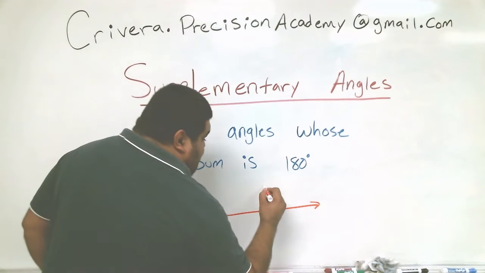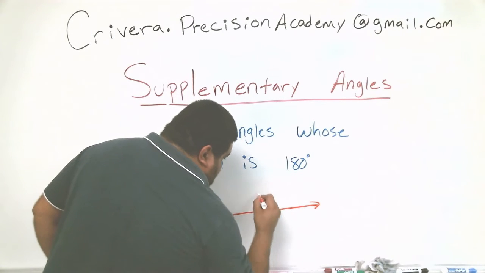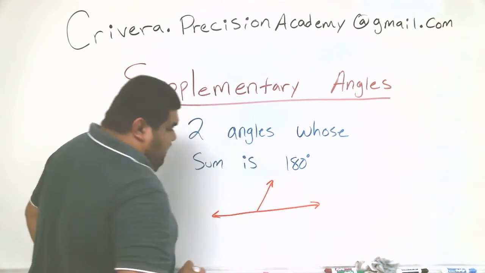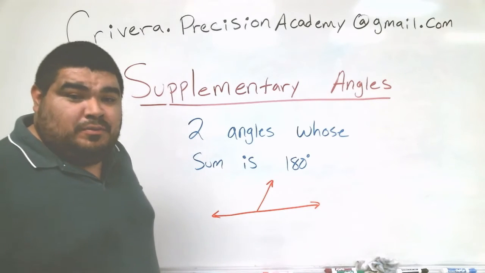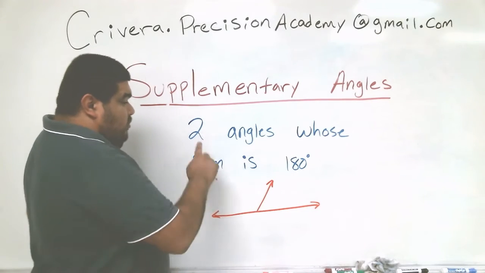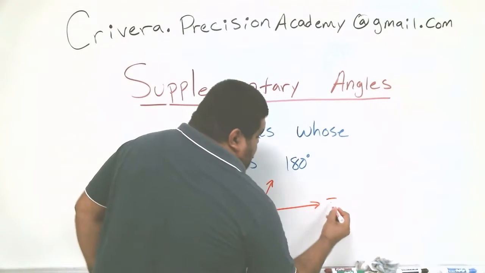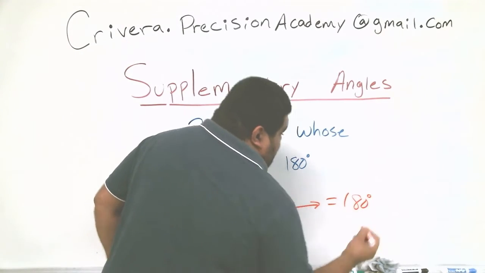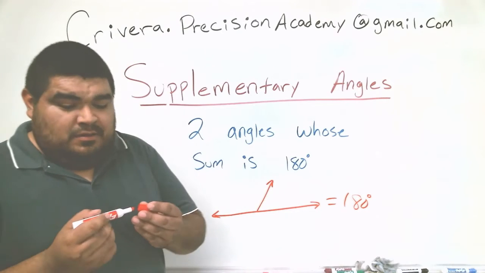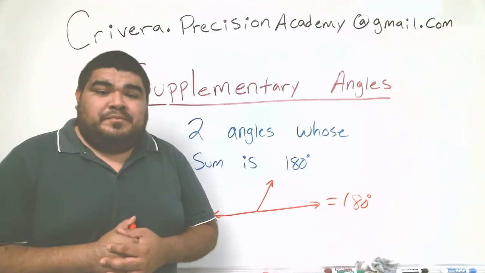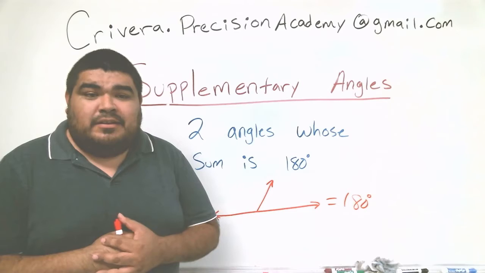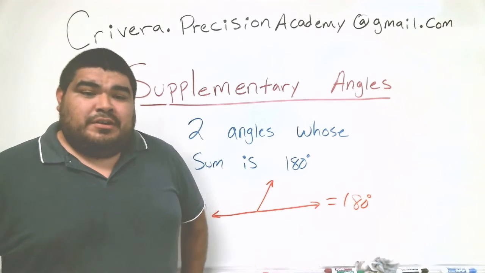But once you cut it in two pieces, it becomes a supplementary angle, because now there's two pieces, two angles, that together equal 180 degrees. So, that is one of the words you're going to need. Let's get started on the other word you're going to need as well.